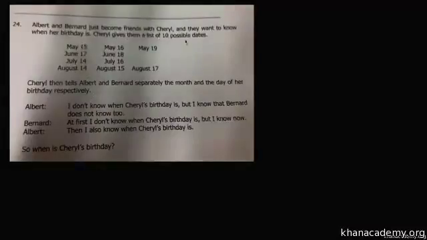Cheryl gives them a list of 10 possible dates, and we have our 10 dates here. Cheryl then tells Albert and Bernard separately the month and the day of her birthday, respectively. Just to make sure we're parsing that sentence correctly, she tells Albert the month of her birthday, and she gives Bernard the day of her birthday. And I think it's fair to assume that Albert knows he's been given the month, and he knows that Bernard's been given the day, and Bernard knows that Albert has been given the month. And we should also assume that they are good logicians, that they're going to do very logical things.